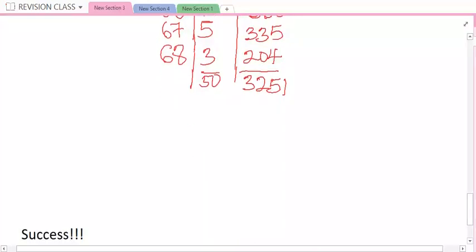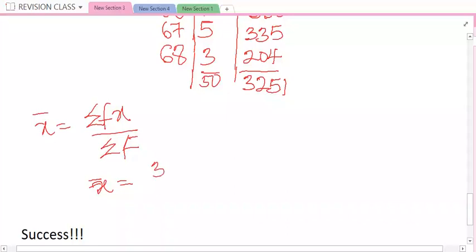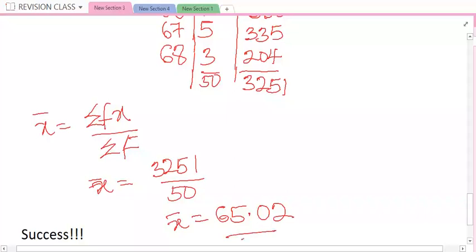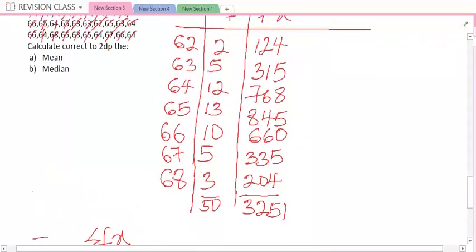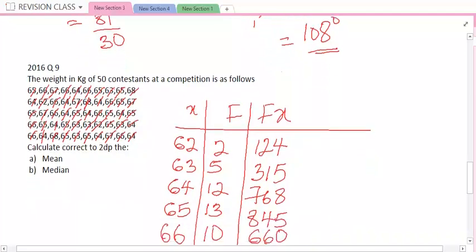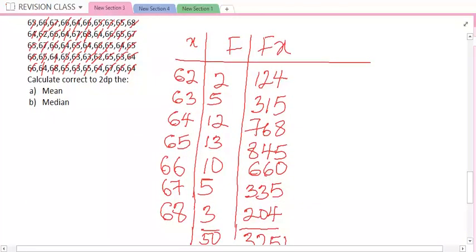What is the formula? The mean is given as summation fx over summation f. So what will be the mean? The mean would be summation fx, 3251, divided by summation f, that is 50. So our mean would be 65.02. That would be the mean for this question, 2016 question 9.